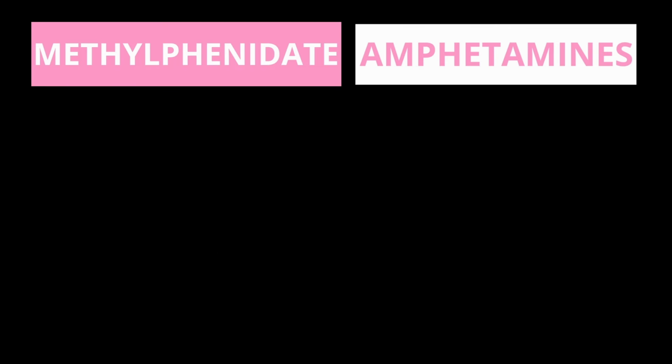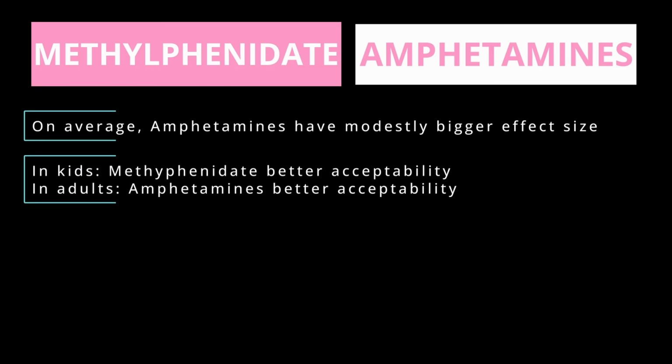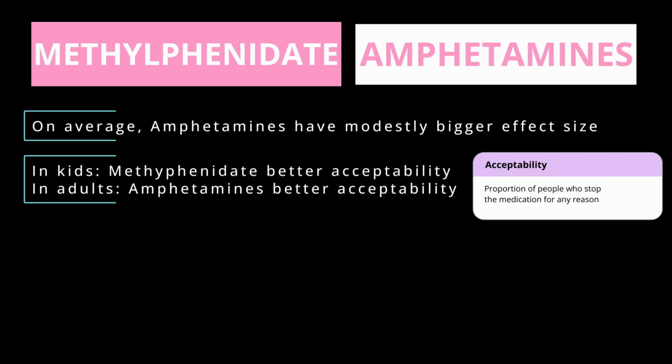So we know that on average, amphetamines have a better effect size than methylphenidate, but it's typically pretty modest. When we look at who has good responses to these medications, we see that about 40% of patients respond really well to both, and then about 28% respond better to amphetamines, and 15% respond better to methylphenidate. A big meta-analysis found that methylphenidate had a better acceptability in kids, and that amphetamines had better acceptability in adults. So acceptability is a metric that measures the proportion of participants who left the study for any reason. So given that these drugs have a potential for abuse and euphoria, it's not the best metric for measuring how patients do on a medication.